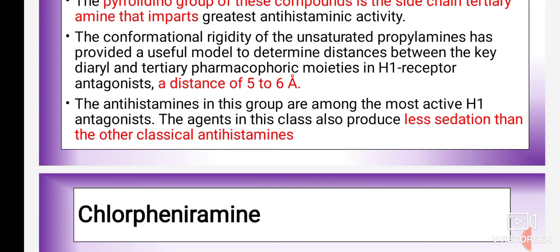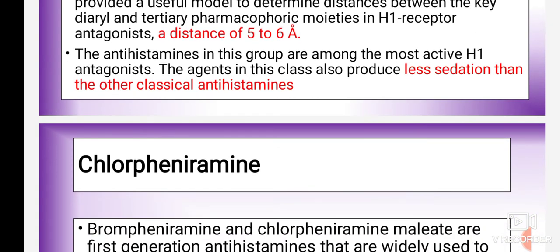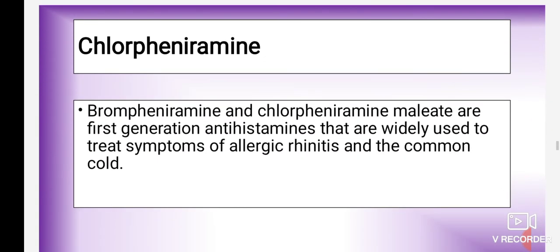key diaryl and tertiary pharmacophoric moieties. In the H1 receptor antagonist, the distance is 5 to 6 angstrom. So this distance is also important. The compounds in this group are among the most active H1 antagonists. The agents in this class also produce less sedation than the other chemical classes of antihistamines.